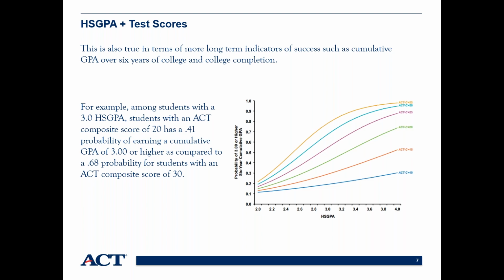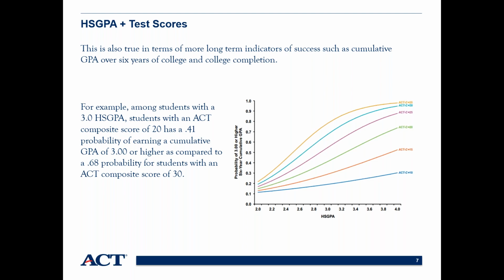They utilized a different type of statistical analysis to visually depict incremental validity. This figure shows that at every point along the high school GPA continuum, and for every ACT composite score range, the probability of achieving a 3.0 or higher increases incrementally as the ACT score increases.